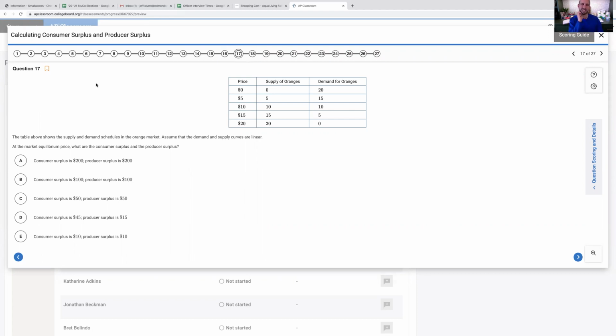If you look at the graph, you would see, oh yeah, consumer surplus is the area of that triangle, producer surplus is the area of that triangle, and you could find it by doing base times height over 2. You don't have that triangle here.